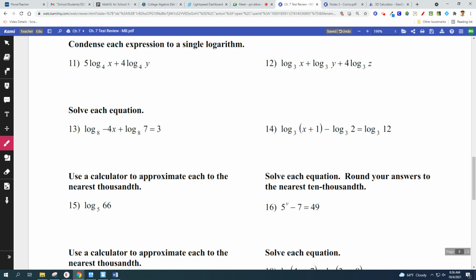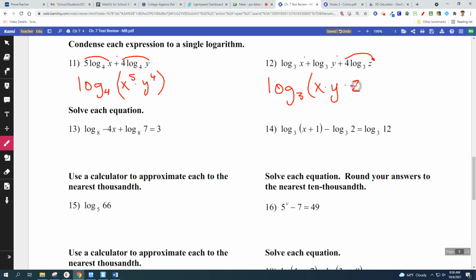So times will change to plus. This 5 will go around behind, and this 4 will go around behind. So I can condense into a single log base 4 of x to the 5th times y to the 4th. Likewise, here you're going to have 2 multiplications and an exponent that goes behind this z. I can change it into a single logarithm. It's going to be x times y times z to the 4th.